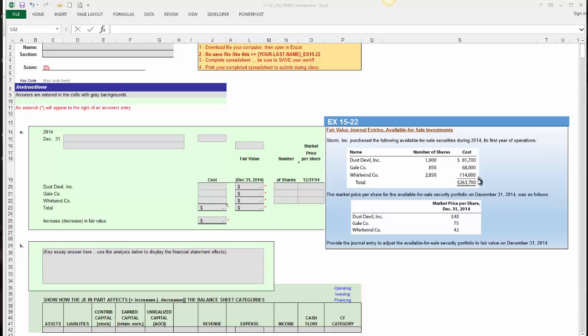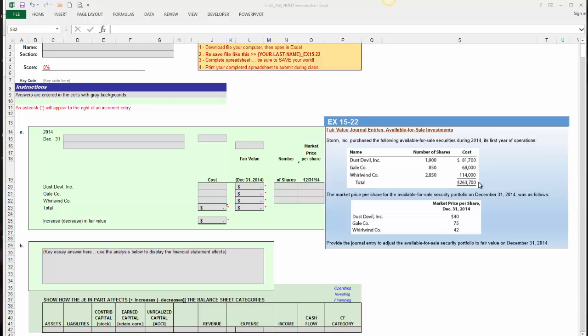for Gale Company, and $114,000 for the Whirlwind Company. The total cost of all three of these investments was $263,700. These investments are being accounted for as available for sale securities because Storm Inc. does not own more than 20% of the outstanding shares in any of these companies.